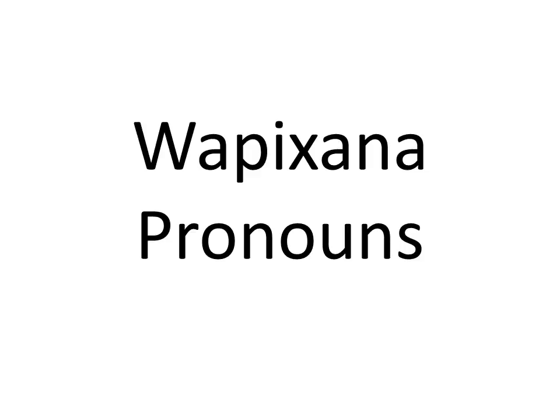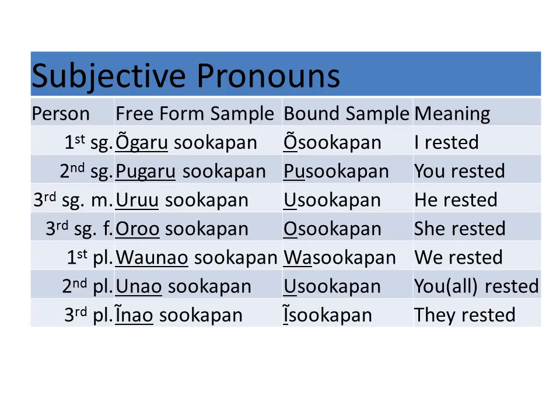In this segment, we're going to look at Wapixana pronouns as they would be used in simple intransitive and simple transitive sentences as the subject or the object of a verb. Wapixana have two sets of pronouns. They have the free form standing as an independent word, and then they have the bound prefix on the front of a verb, in this case for the subjective pronouns.